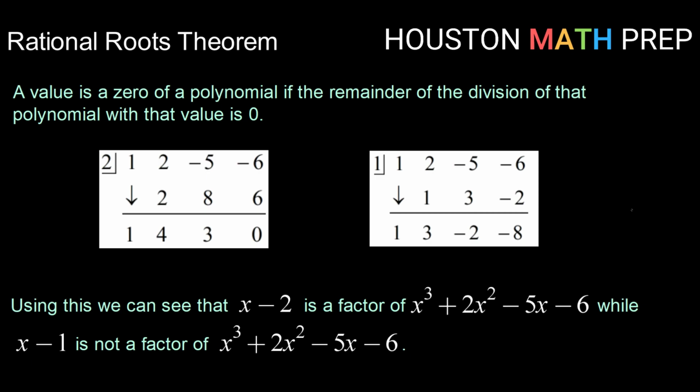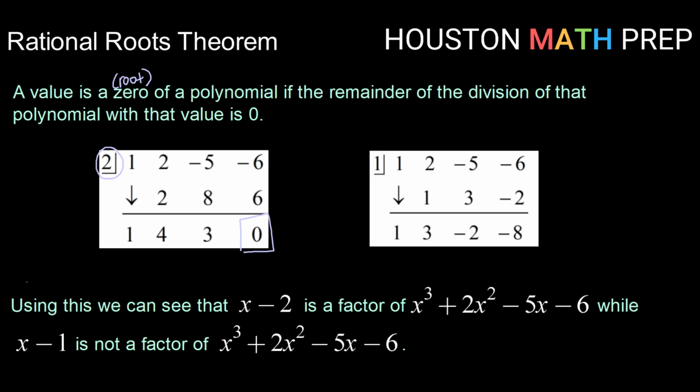In this video, we're going to continue our discussion about the rational roots theorem by talking about how we can use our list of possible rational roots combined with synthetic division to find which of those possibilities actually are roots of our polynomial. So recall that a value is a zero or a root of a polynomial if when we use that root and do synthetic division, we get a remainder of 0.